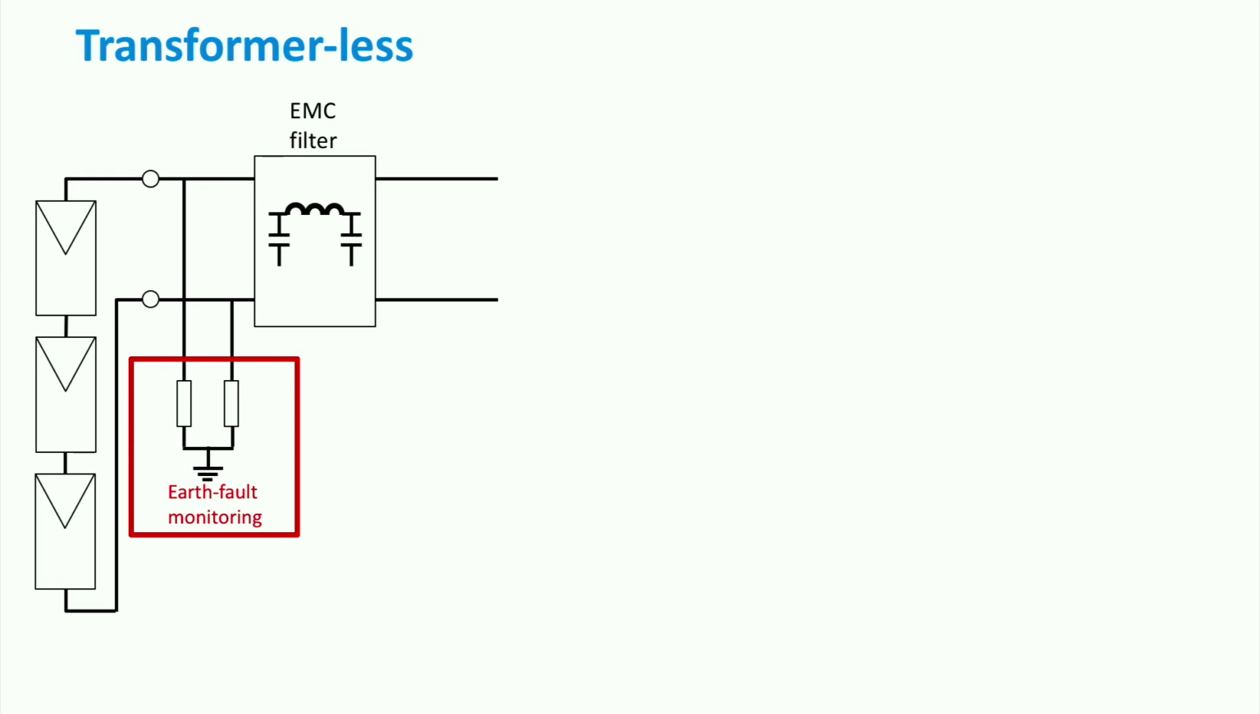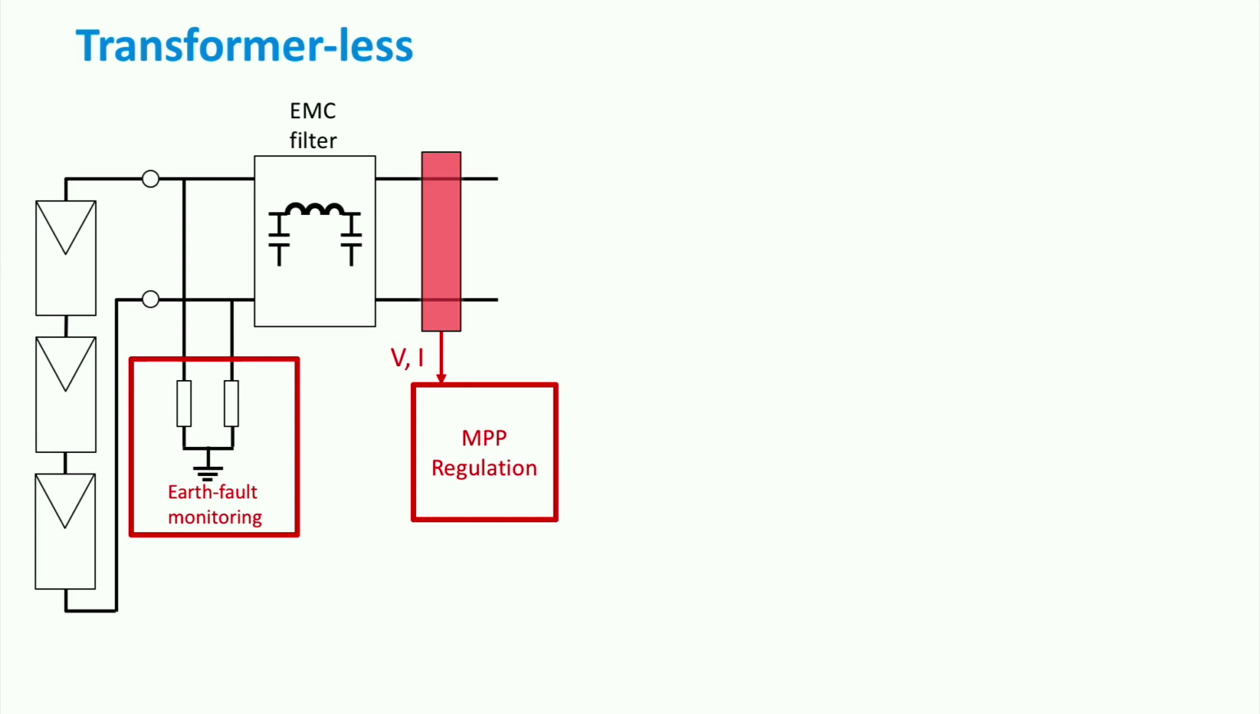An EMC filter is connected at the input of the inverter. EMC stands for electromagnetic compatibility, and it represents the ability of the electrical device to operate without being affected or causing electromagnetic interference. After the filter, current and voltage are measured, and the data is sent to the maximum power point regulator. In order to keep the PV array at the maximum power point, a boost converter is provided to step up the voltage at the DC side.